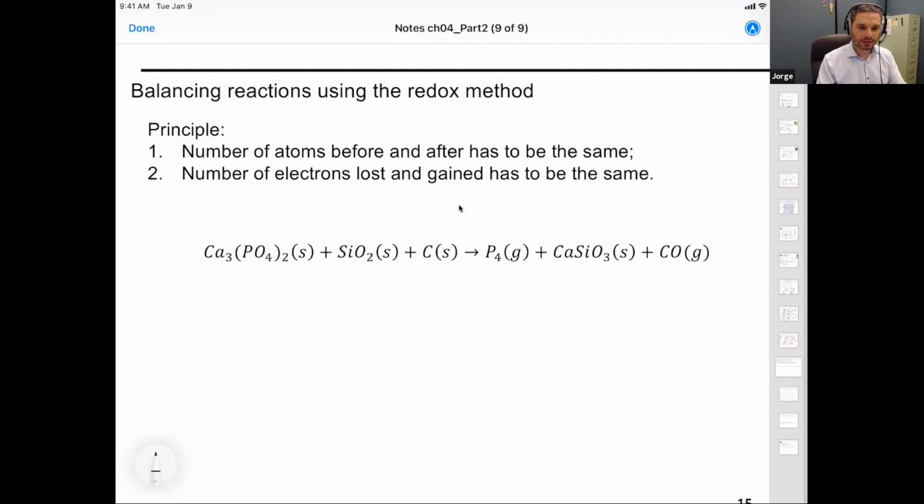So the first thing I would like to do is to determine the oxidation numbers for all the elements here in the equation. So let's do that using all the 6 rules. And then we will analyze what's going on here.